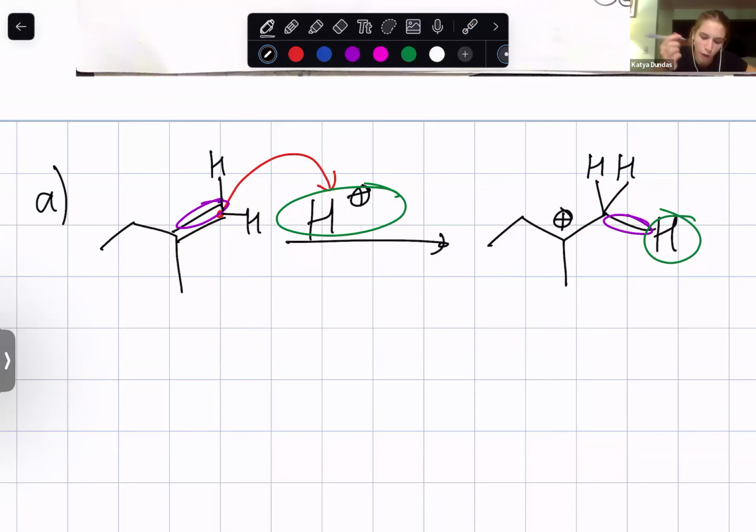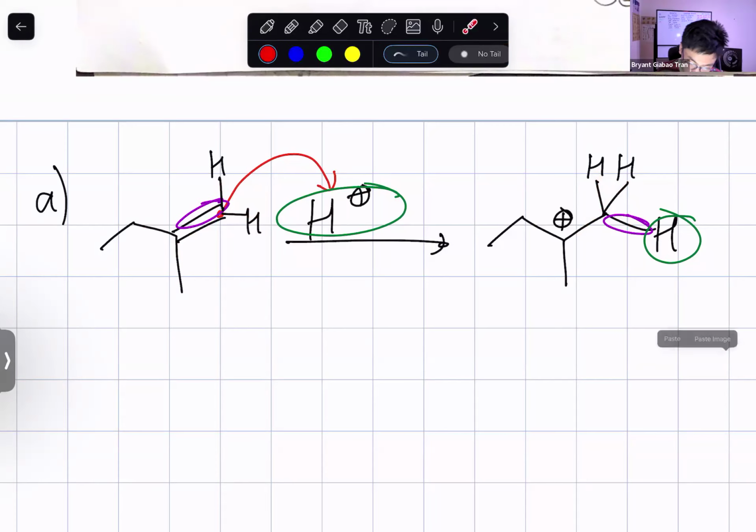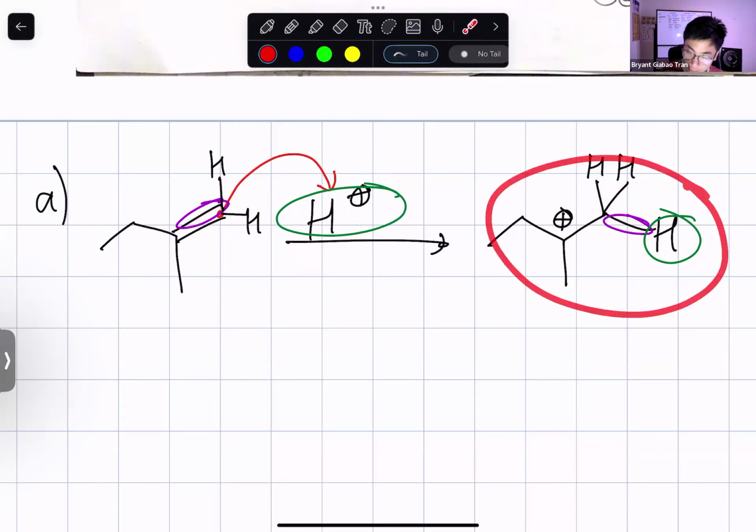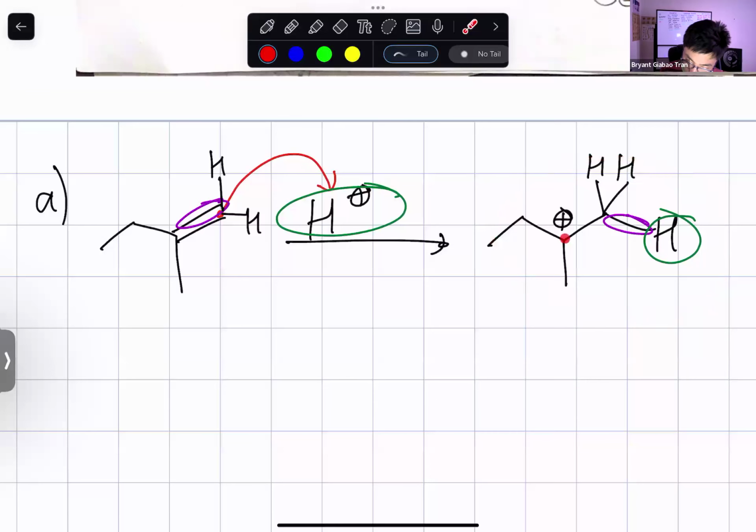The hydrogen went to the one on the right in order for us to create that positive charge on the position we wanted, right? And that one came from that double bond right there. In this case, we don't have to worry about the hydride or methyl shift because it's already at its most stable position, right?